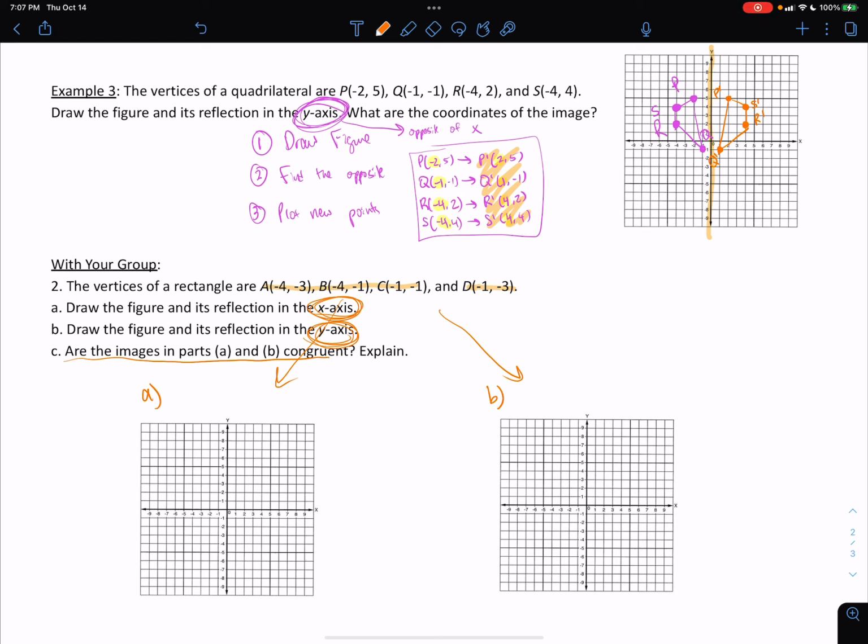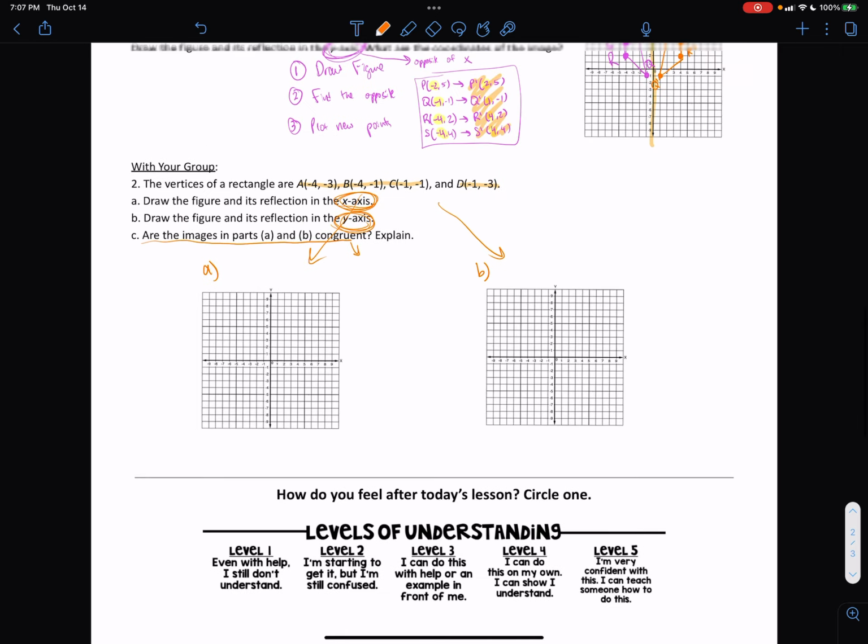And then I want you to answer this question. Are the images in parts A and B congruent, right? If you don't remember what congruent means, look it up in your notes, and I want you to explain why, okay? After you do that, I want you to fill out your level of understanding, okay?